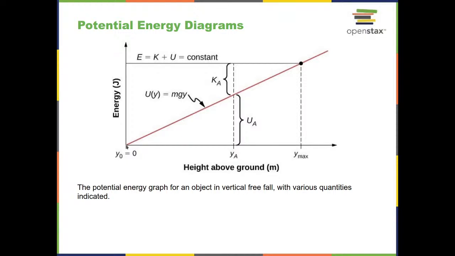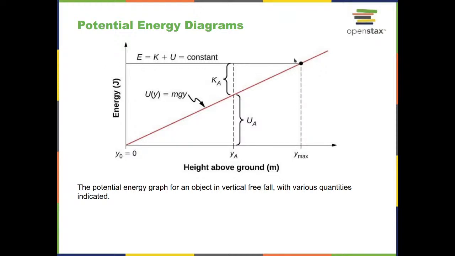If the object is at a height ya, then the potential energy will be the amount of energy given on this graph by the curve. It will be mg times ya. We can also draw a horizontal line here. That's the total mechanical energy available to the mass as it's falling. It doesn't even have to fall. It can be something that you throw up in the air. So that's the total amount of energy that's available.